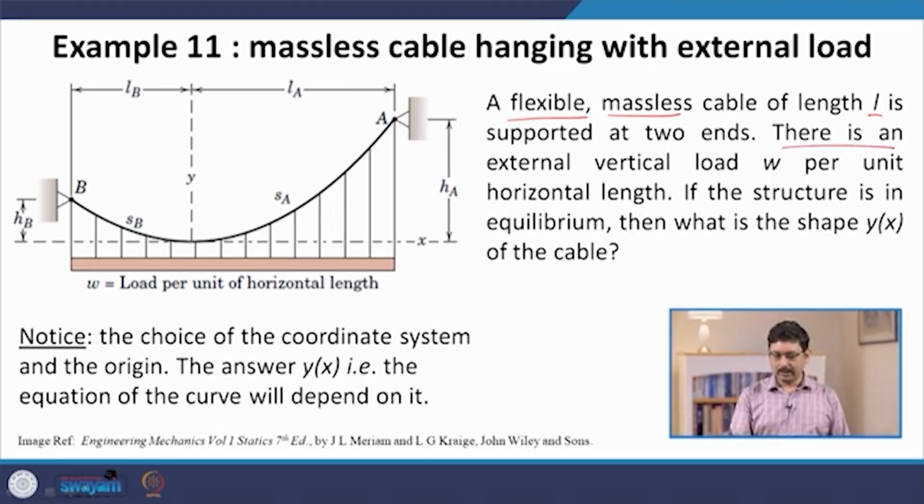Now, there is an external vertical load W per unit horizontal length. This is a continuously applied load, which is, let us say, represented by this horizontal red line, applied everywhere, and the amount of the load, meaning a force, is W per unit length. Now, it is given that the structure is static, it is in equilibrium. Then the problem is to determine the shape of the cable.